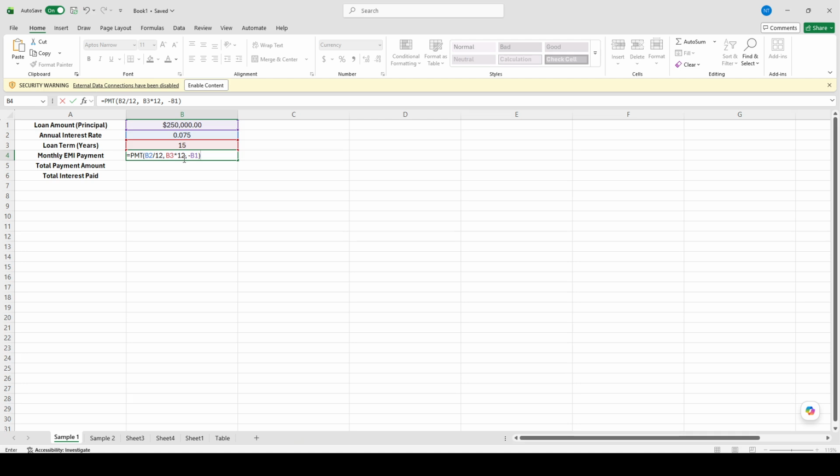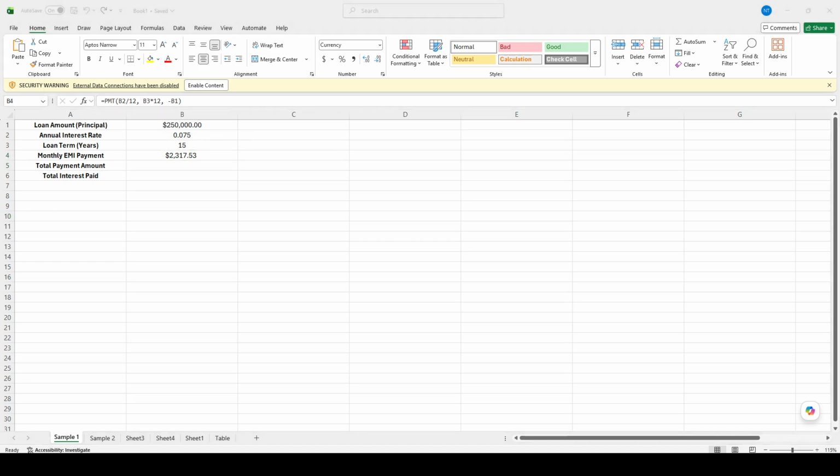After entering the formula, press Enter on your keyboard. Excel will now calculate the fixed monthly EMI and display it in cell B4. This is the amount that would be paid every month based on the loan amount, interest rate, and loan duration entered in the worksheet. Next, click on cell B5.